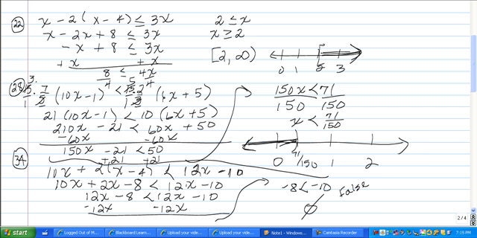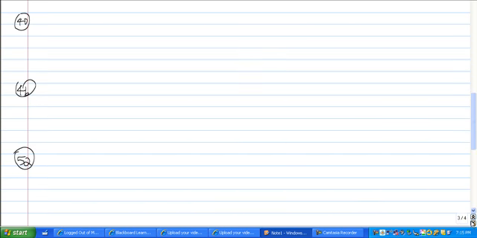Had we gotten negative 8 is greater than negative 10, that would be true, and the set of all real numbers would be the solution. So anytime we get a false statement, the empty set will be our solution. If we get a true statement, the set of all real numbers will be our solution. So that was a little bit of a tricky one.